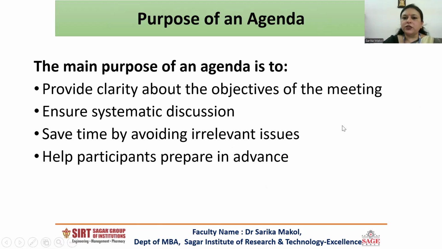Now, what is the main purpose of the agenda? Why do we prepare agenda before meetings? It provides clarity about the objectives of the meeting. The participants who are coming for the meeting can prepare themselves on the following points in advance so that they can have the discussion with proofs and documentation. It ensures systematic discussion and saves time by avoiding irrelevant issues because we have the points in front of us. So we can surely save our time by discussing only those points.